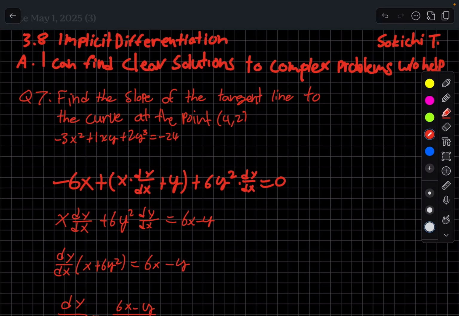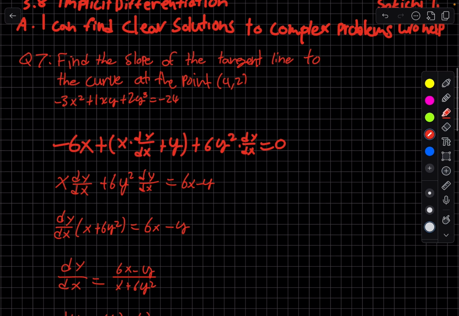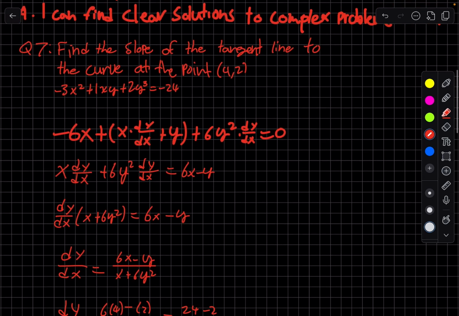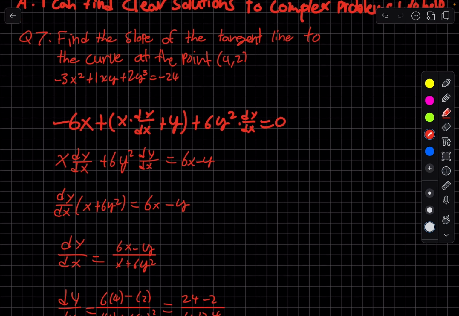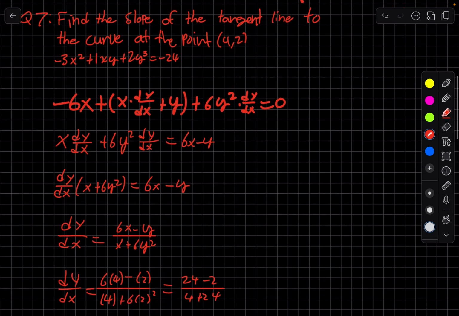But since we're using implicit differentiation, which means we'll take the derivative of both sides of the equation with respect to x, for every y function, or anytime we take the derivative of a y term, we multiply it by dy/dx. And so that's what I'm doing for 1xy and 2y cubed. So it'll be x times dy/dx plus y, and it'll be 6y squared times dy/dx.